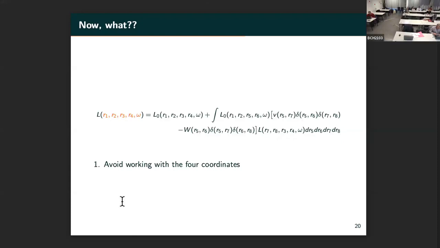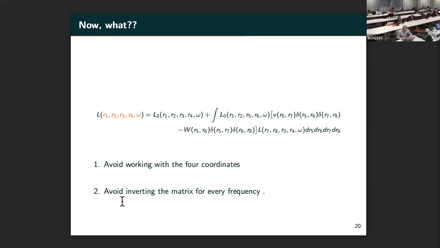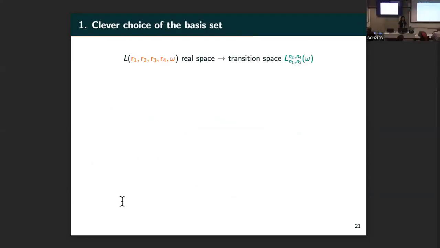And there are some tricks that we would like to use, related to the fact that we would like to avoid working necessarily with the four coordinates in space, and also try to invert just once, solve everything once, and get all the frequencies for free, not having to do a solution for every frequency. So one of the tricks that we use to overcome this challenge is to rewrite our polarizability, that is in real space, in the transition space. So we will basically go to the basis of the transitions instead of the position.